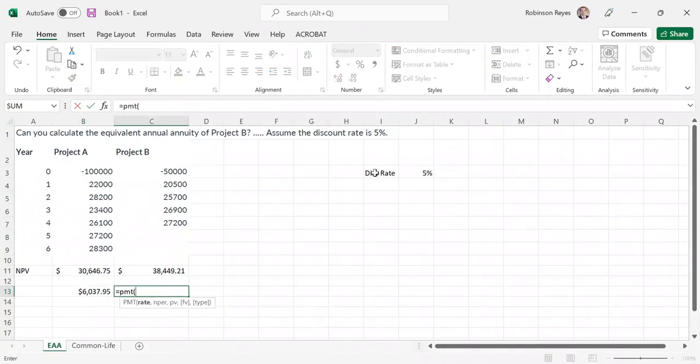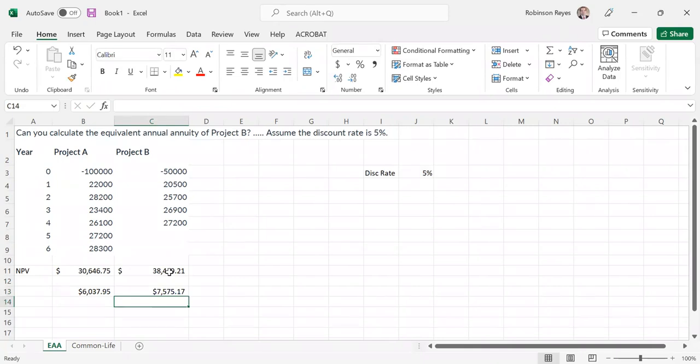Payment, the rate is 5%. Then the number of periods, once again, before this was only a 4-year project. Now we are converting it into a 6-year annuity. The present value will be negative, the net present value of this project B, and then future value is 0, or you ignore it, then 0, the type is 0.